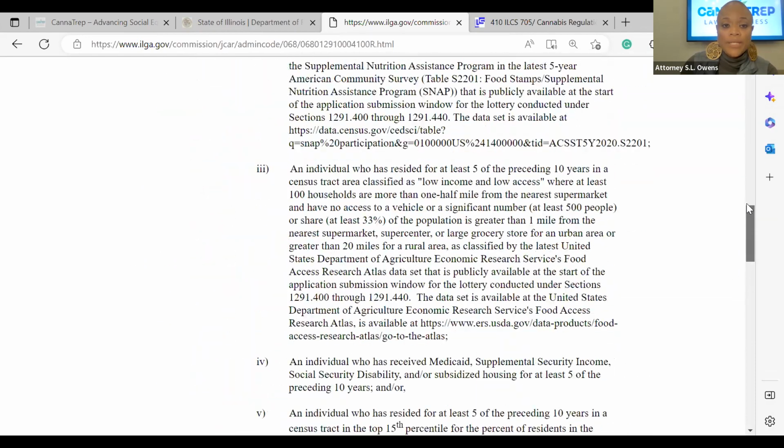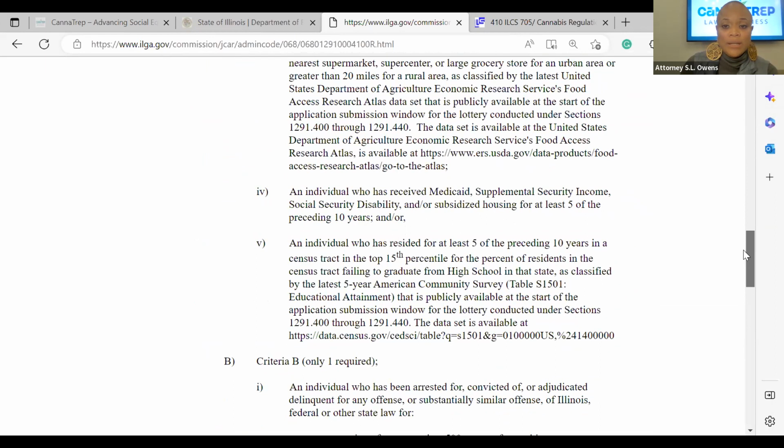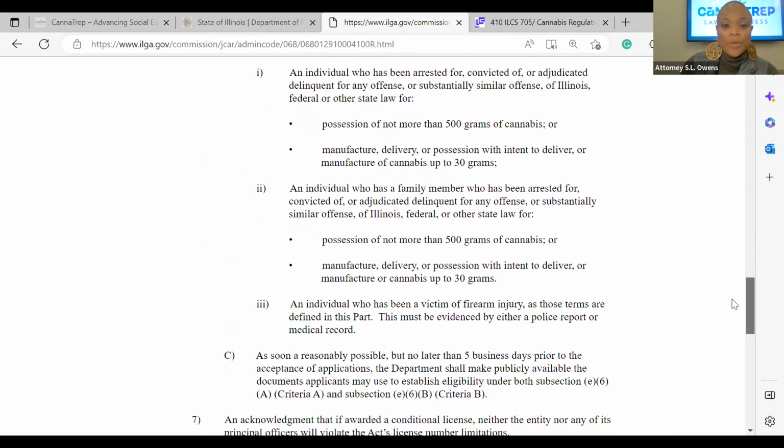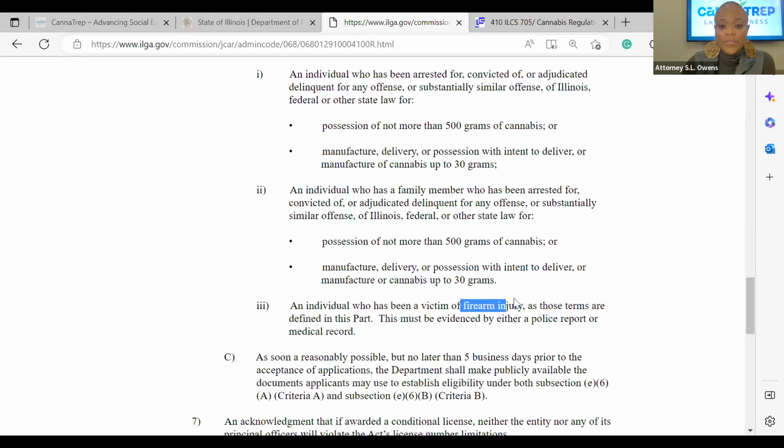So you need to look at criteria A and criteria B, Jim. A has a lot to do with where you live, and B has a lot to do with being an impacted person through the justice system and through gun violence. Right here you see firearm injury: an individual who has been a victim of a firearm injury, evidenced by either a police report or medical record. This is where they tell you what you would need to show as proof. And then it says, as those terms are defined in this part.